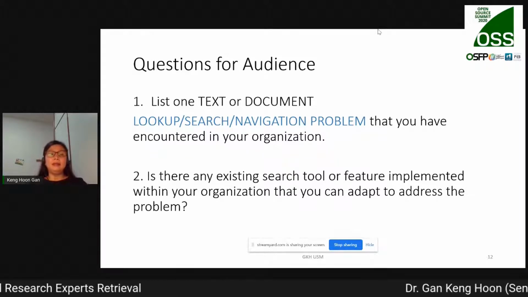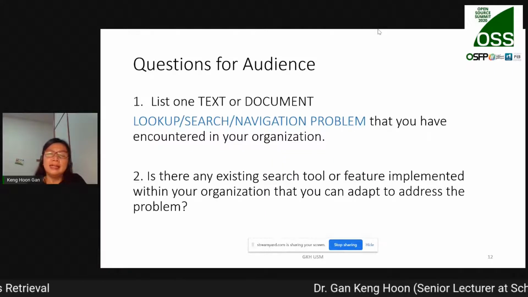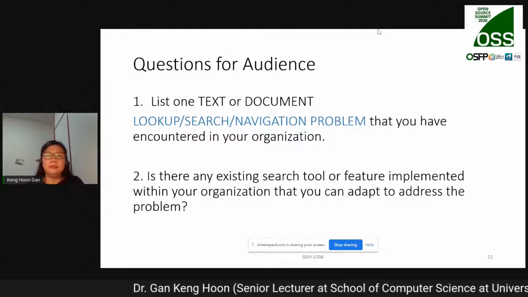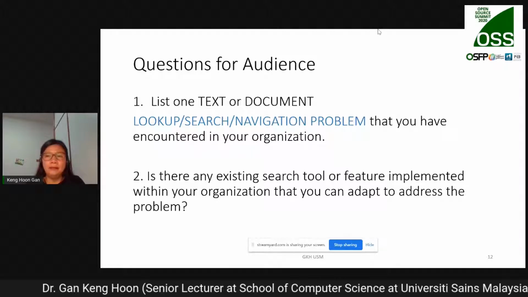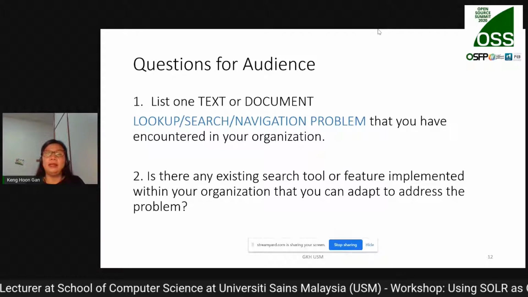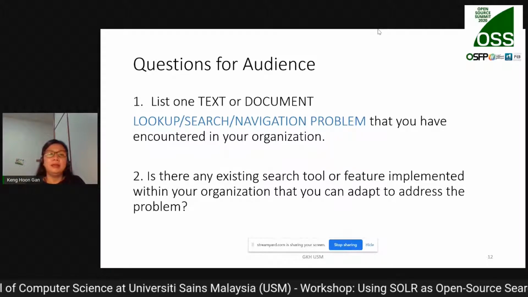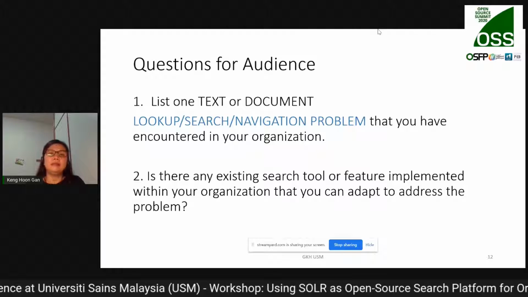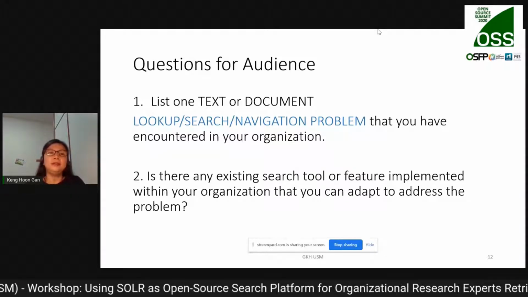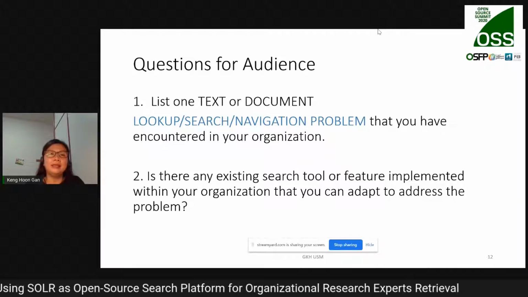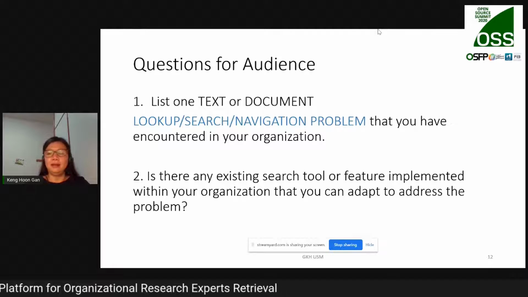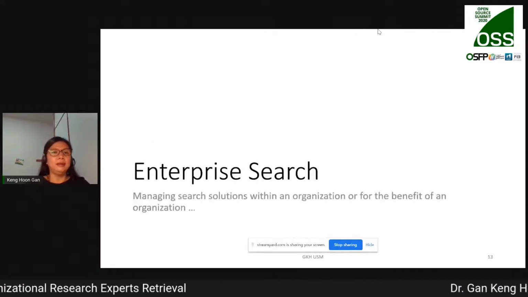And when that happens, is there any existing search tool or feature in your laptop, your machines, or within your organization that you can adapt to address the problems? Is there any existing solution that you already have? Feel free to share with everyone in the chat. Right now I can't see the chat, but I will check it in a short while.